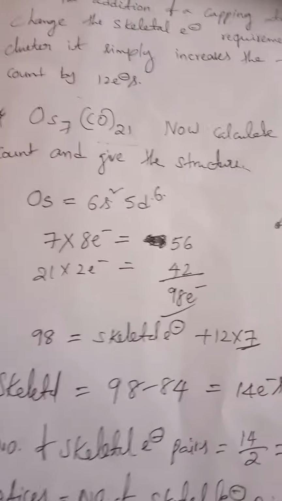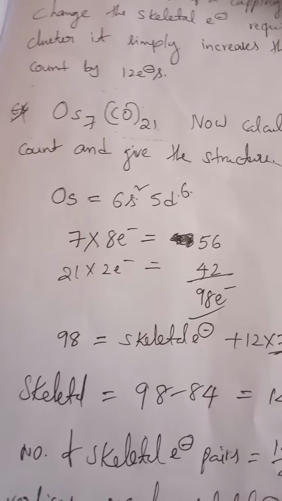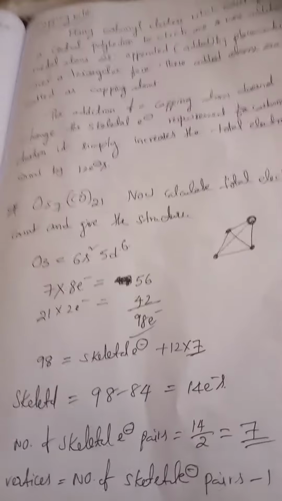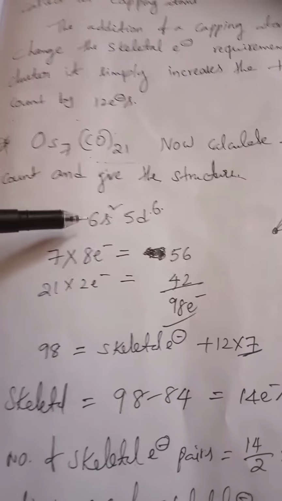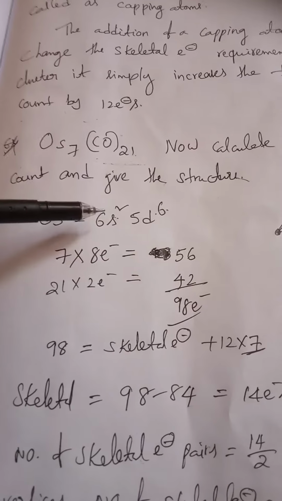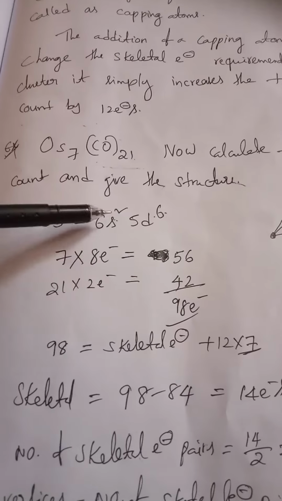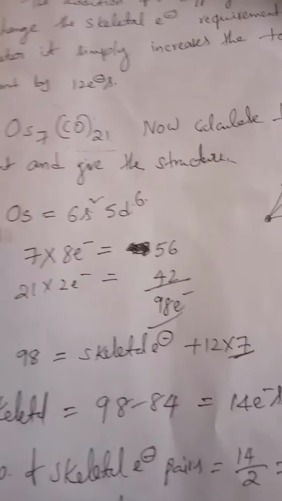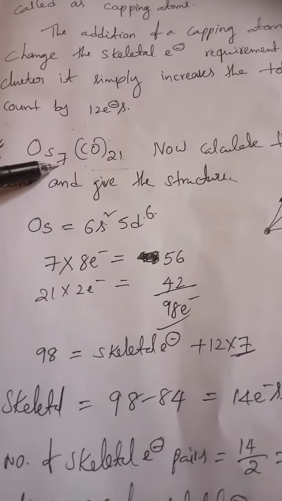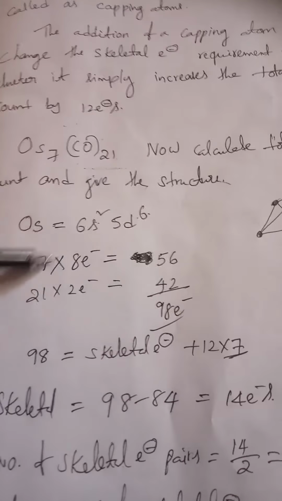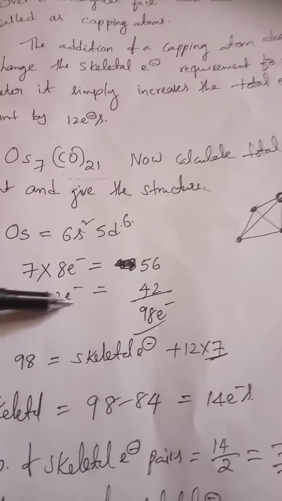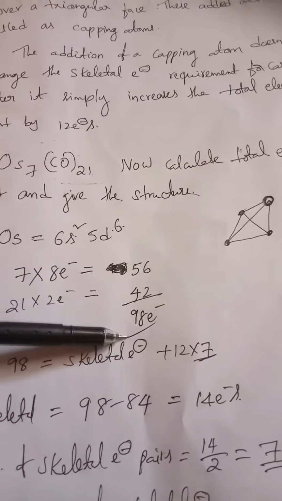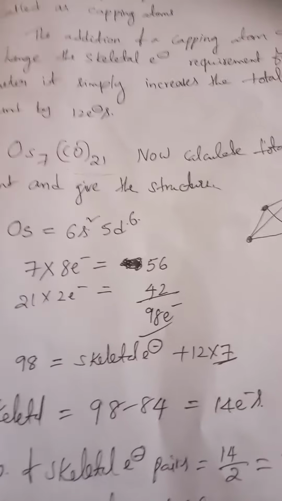Capping rule. So here, Os7(CO)21. How many valence electrons does osmium have? 6 electrons, from 5d6 6s2, so 6 plus 2 is 8 electrons. How many metal atoms are there? 7. So 7 into 8 is 56, and 21 carbonyls, so 21 into 2 is 42. So the total is 98.